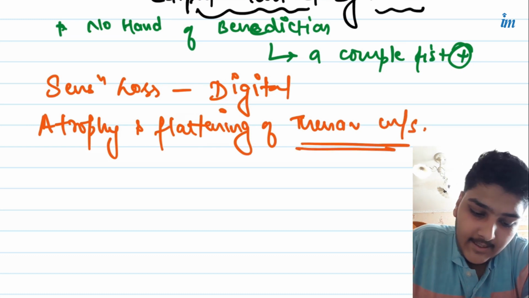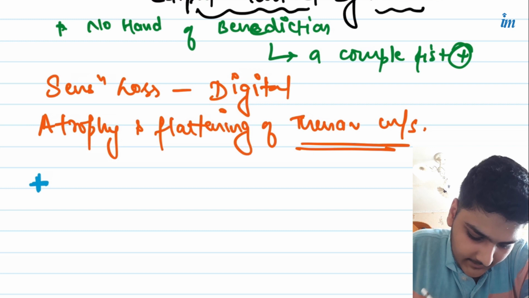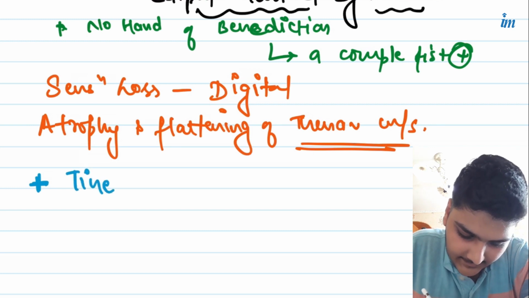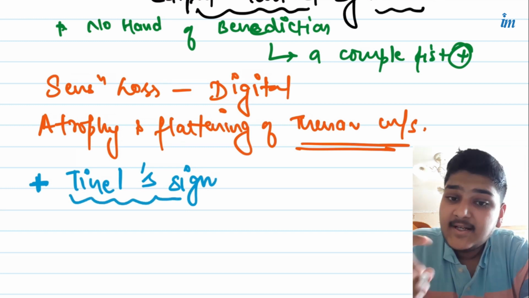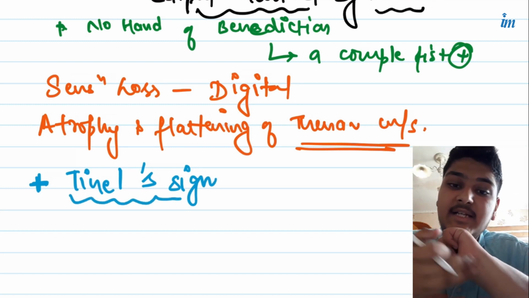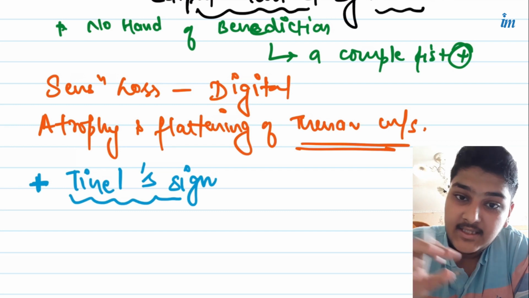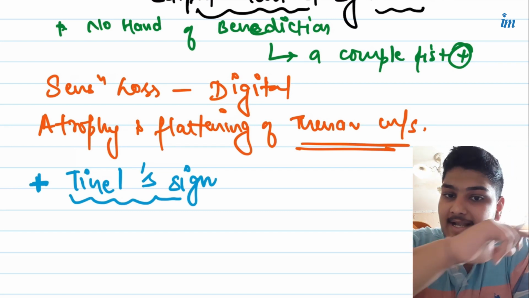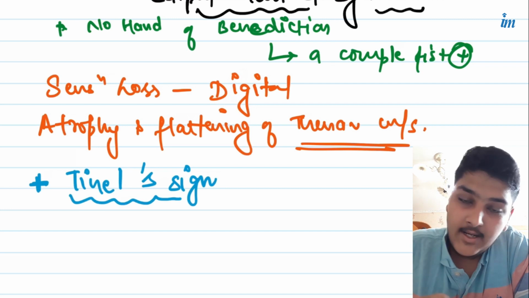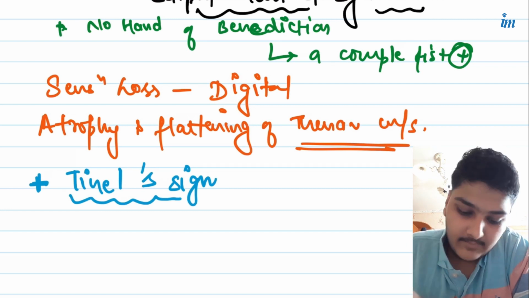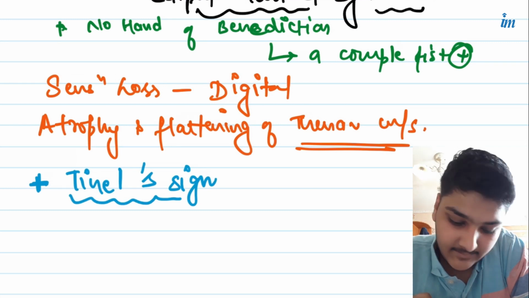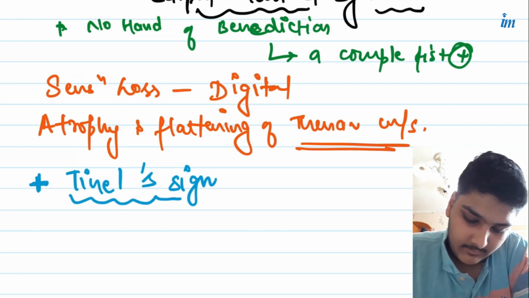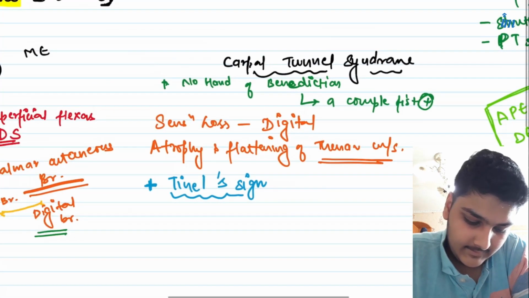Plus, here we have a sign that is known as positive Tinel sign. What is this Tinel sign basically? In carpal tunnel syndrome, when you tap the median nerve in your carpal tunnel, there is tingling appearance on the entire course of median nerve, right? Wherever the median nerve is spread, there will be tingling over there in carpal tunnel syndrome. This is known as Tinel sign. So in carpal tunnel there is positive Tinel sign. So this was about the median nerve and its injuries.